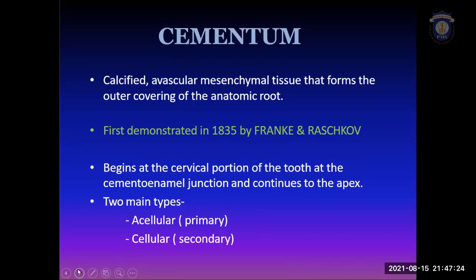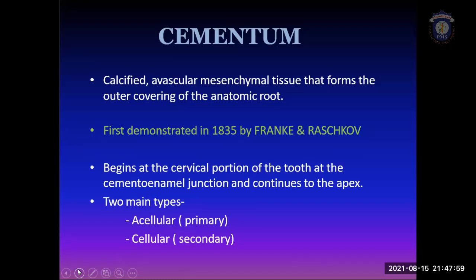What is the location of the Cementum? The Cementum begins at the cervical portion of the tooth at the cemento-enamel junction and continues towards the apex. That junction occurs at the cervical portion, where the Cementum and the enamel meet. Enamel covers the crown, whereas the Cementum is the outer covering of the root of the tooth. So the extent is from the cervical area to the apex.